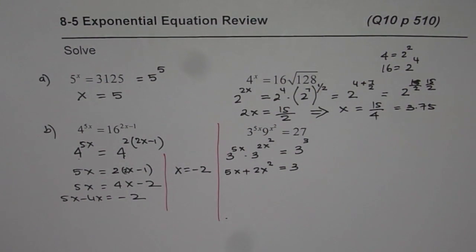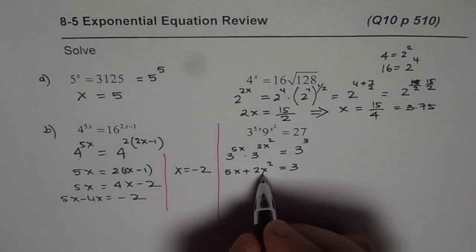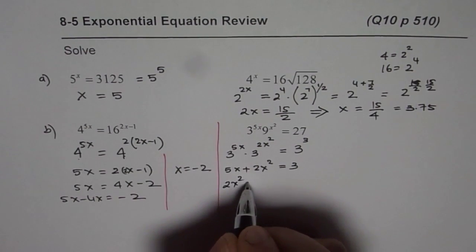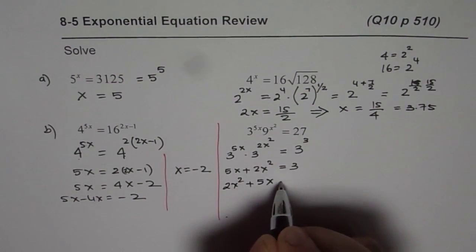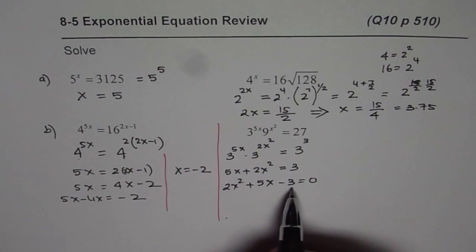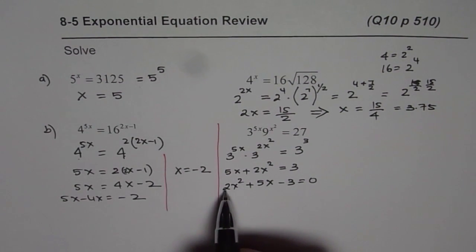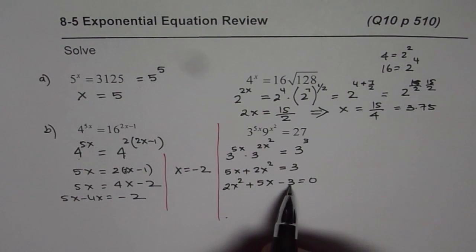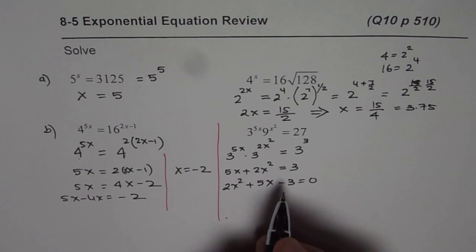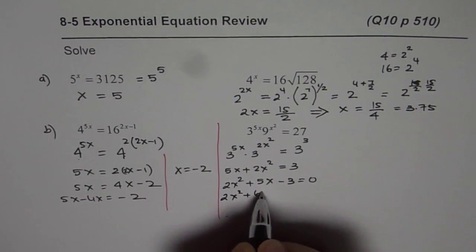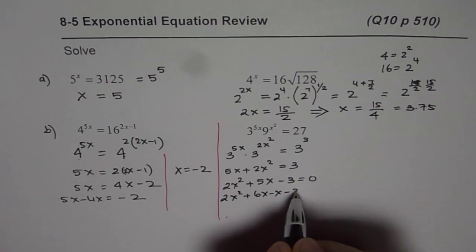Now this is a quadratic equation. It can be solved, so we'll solve this quadratic equation. We have 2x squared plus 5x minus 3 equals 0. Now you can factor this equation, right? 5 is the sum which we need, and the product should be minus 6. That means plus 6 times minus 1. So we could write 5x as plus 6x minus x, minus 3.